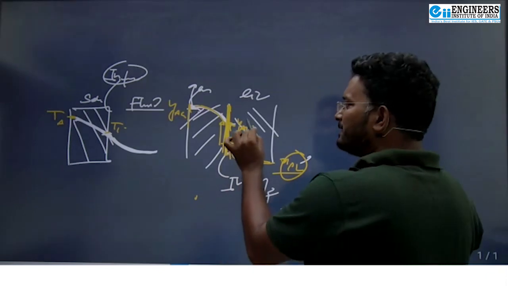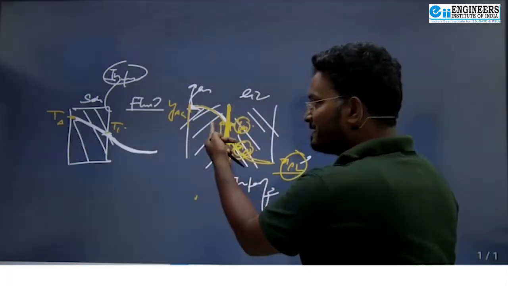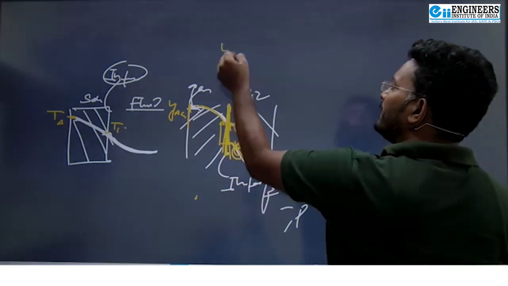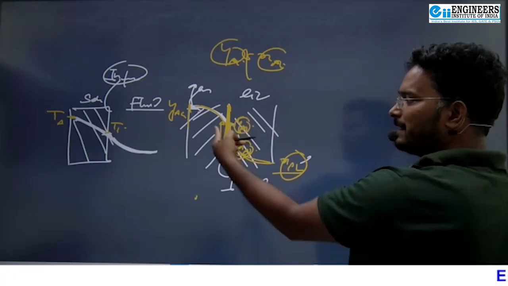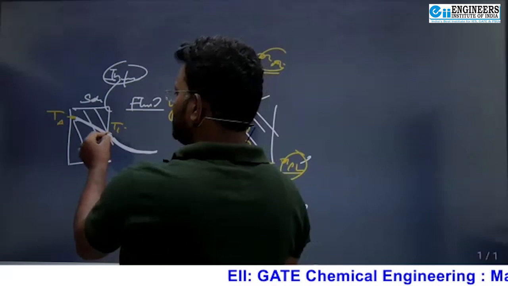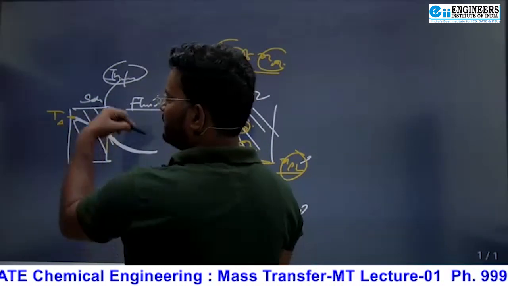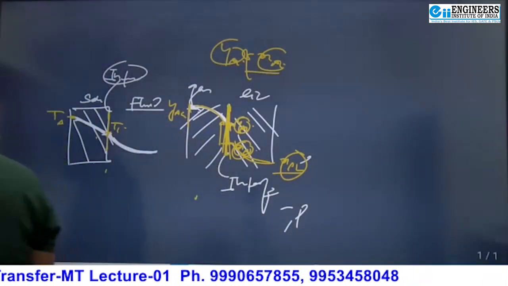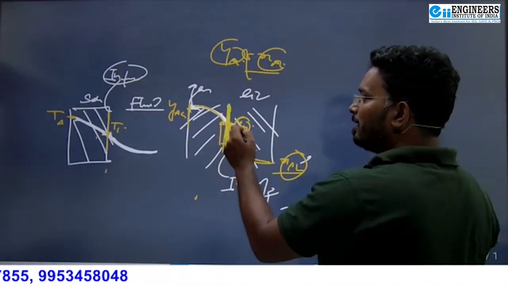Why? Because at this point YAI and XAI are the composition of A in the gas phase at the interface and the composition of A in the liquid phase at the interface. Both are different. But in heat transfer, the temperature at the interface, either in the solid or in the liquid or in the fluid, is the same. Yes or no? So there is a discontinuity here, and this discontinuity is there because they are in equilibrium.